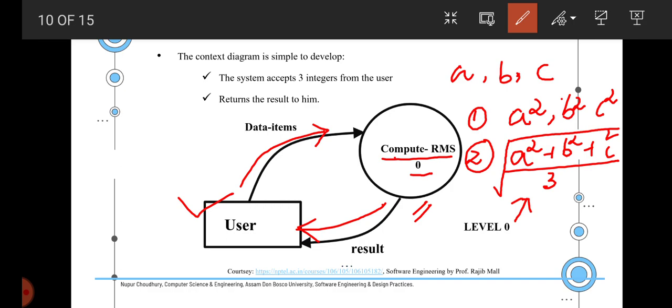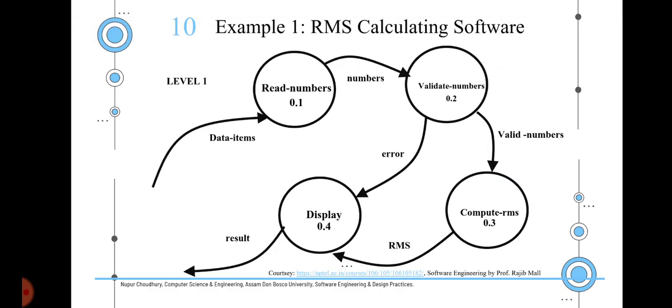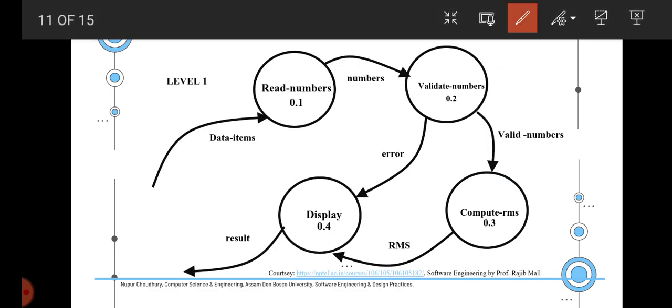So on moving ahead to level 1 DFD, this compute RMS will be again shown in detail, where we have to initially read the numbers and validate the numbers before we can compute the RMS. So let us have a look at level 1 DFD. Level 1 DFD essentially involves reading of the numbers, validating the numbers. If it is correct, it will compute the RMS of the 3 numbers, and if it is wrong, that means if the numbers are not validated, then it will display an error.